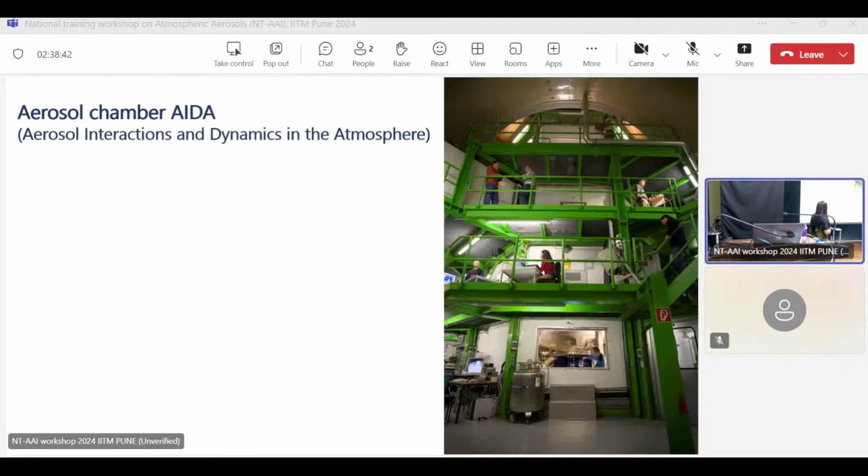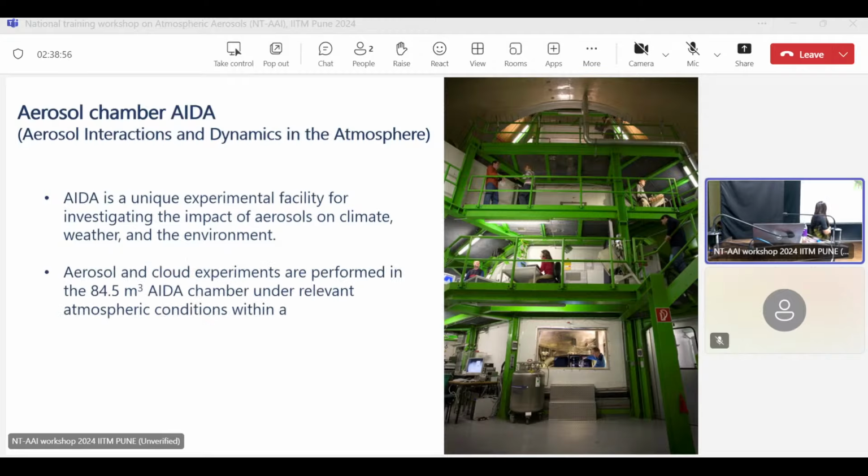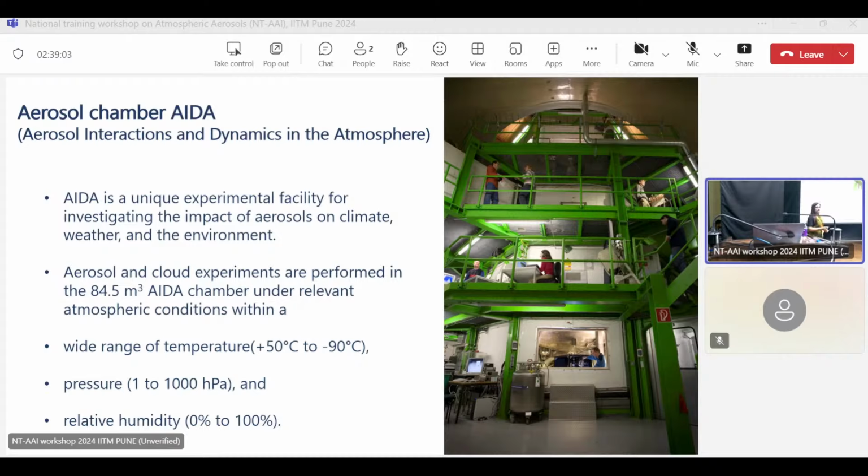And second is the aerosol chamber IDA, that is, Aerosol Interactions and Dynamics in the Atmosphere. You can see how huge this setup is. IDA is a unique experimental facility, again in Germany, for investigating the impact of aerosols on climate, weather, and the environment. Aerosol and cloud experiments are performed in such a big chamber under relevant atmospheric conditions within a wide range of temperatures. Now you can see a temperature range of -90 to 50 degrees Celsius, and then pressure and relative humidity. This is one of the biggest setups we have for INP.